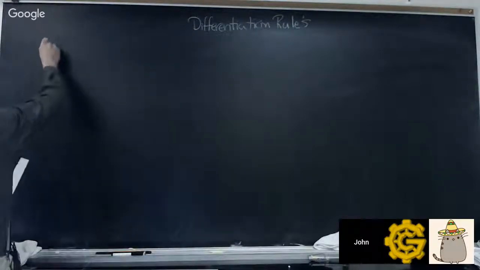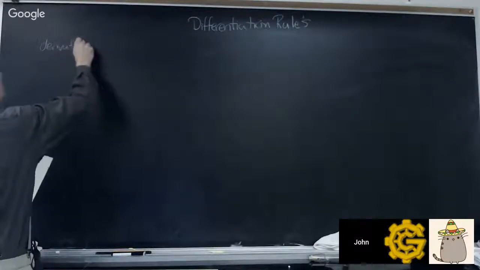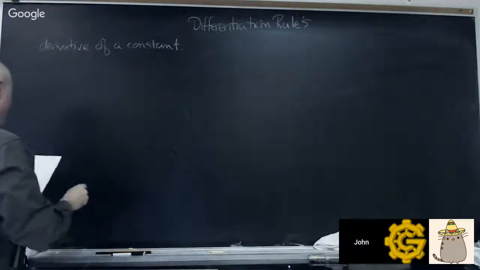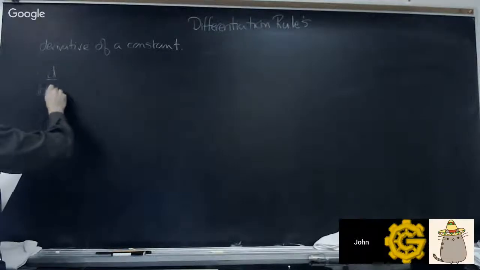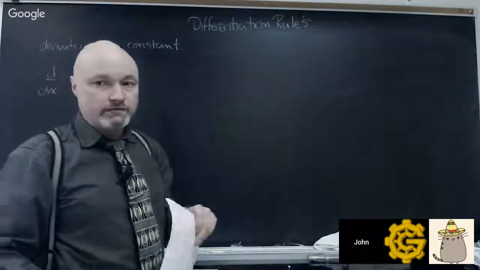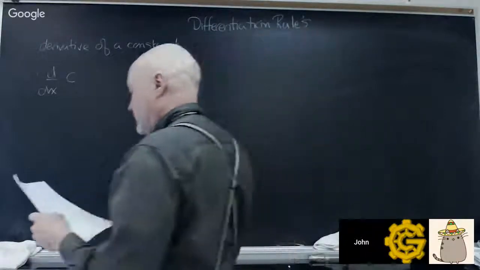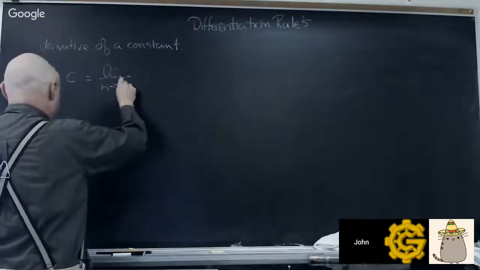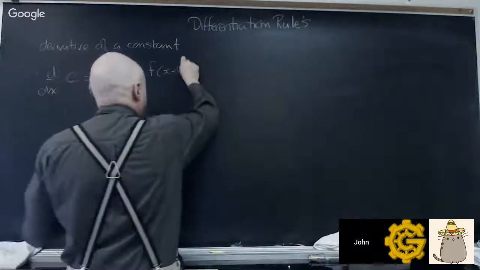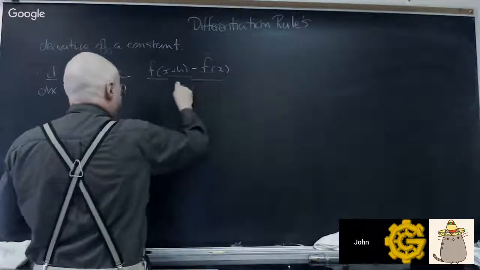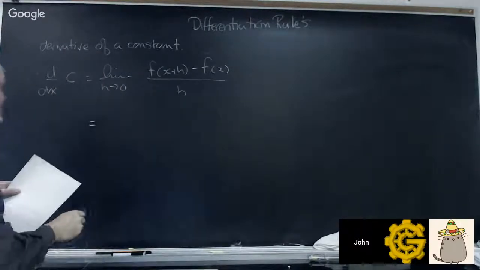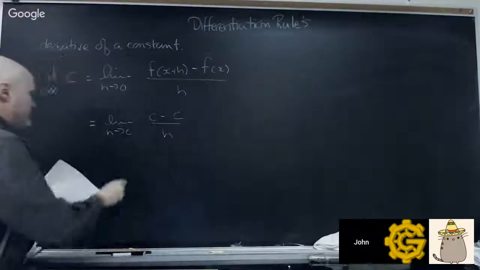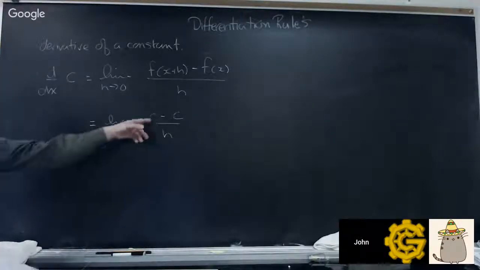Okay, so let's do the derivative of a constant. All right, so we're going to differentiate some constant c. So the constant could be 5 or 6 or 20. And we're going to do it with respect to x. And so that is equal to the limit as h goes to 0 of f at x plus h minus f at x over h. And since our function is actually c, that's the limit as h goes to 0 of c minus c over h. Anyway, c minus c is always 0.